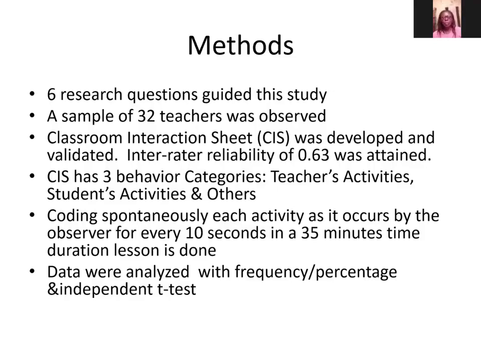A coding system was used in this study. Coding was done spontaneously for every activity as it occurred, every 10 seconds, in a 35-minute lesson. This implies that at the end of a 35-minute class, the observer would have clocked 210 activities. Data were analyzed with frequency, percentage, and independent t-test.